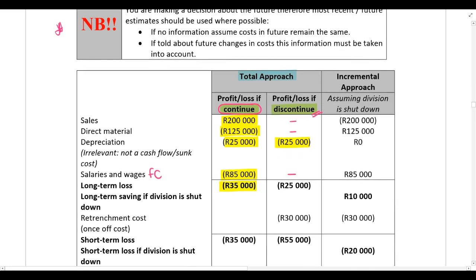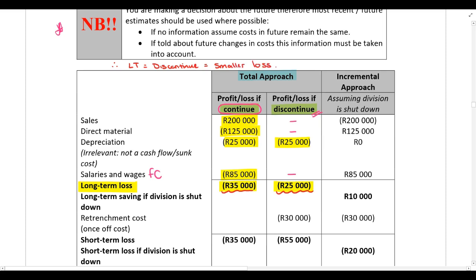So guys, what's important to note over here, in the long term, you can see if they continue in the long term, they have a loss of 35,000. If they discontinue, they have a loss of 25,000. So you can see it's better for them to discontinue because the loss is smaller. So in the long term, they should discontinue because we have a smaller loss.